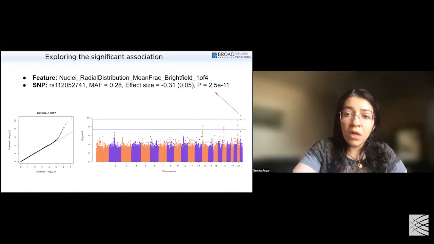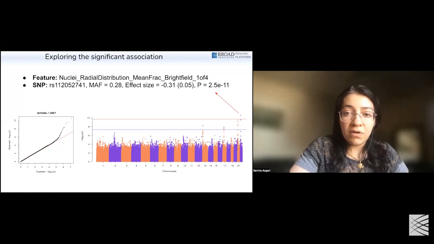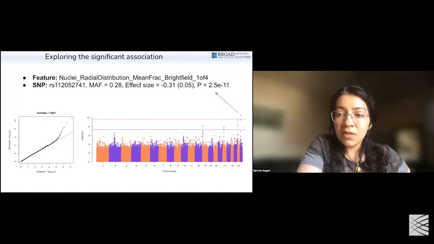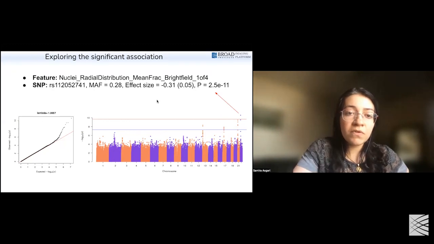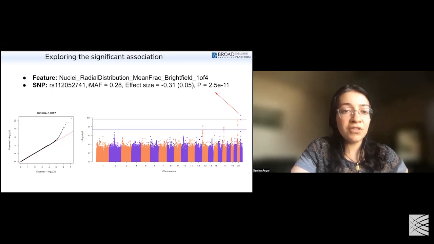threshold. As you may imagine, initially we got really excited about this result, and we wanted to know what variant exactly is associated with which feature in this locus. And we went and looked at it, and the name of the feature may not tell you, or honestly does not tell me much, but the point was there is a variant associated with something that has to do with nucleus shape.